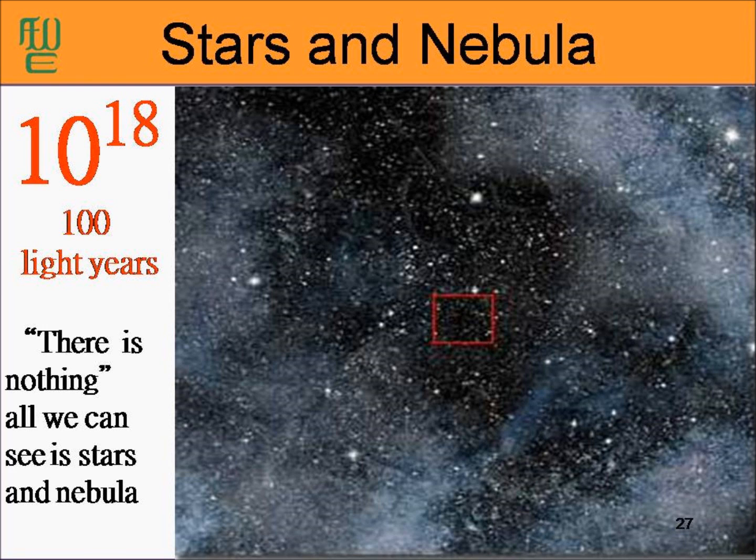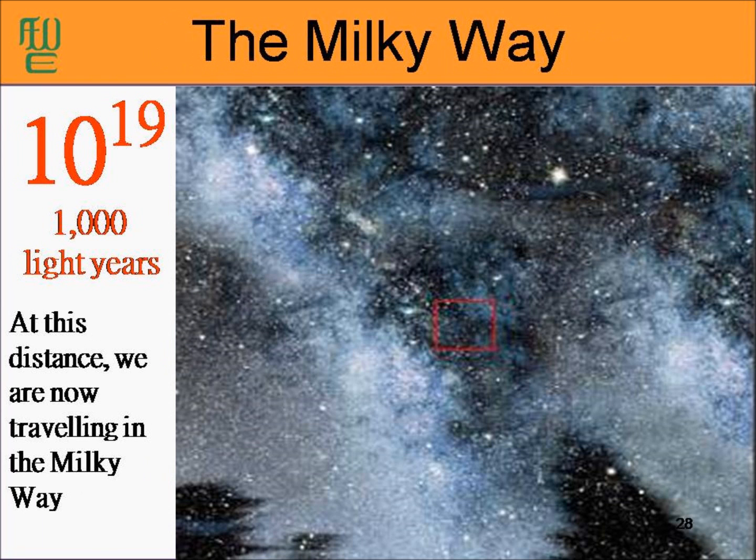Now, we are at 10 to the 18th power. That's the distance from where we are now and looking at Earth, okay? So we're seeing not only galaxies, we're seeing stars and nebulas. We're not even seeing our solar system. Next, please. Okay, we're beginning to see the Milky Way.